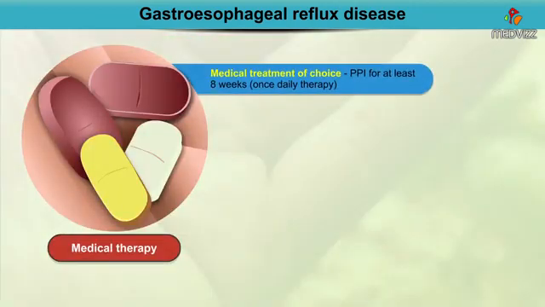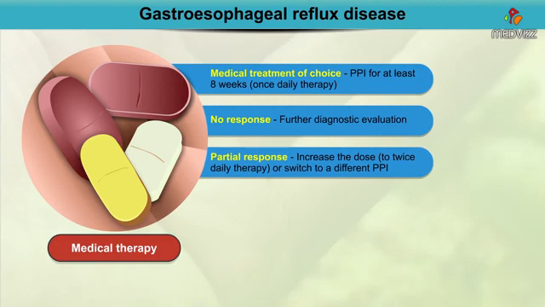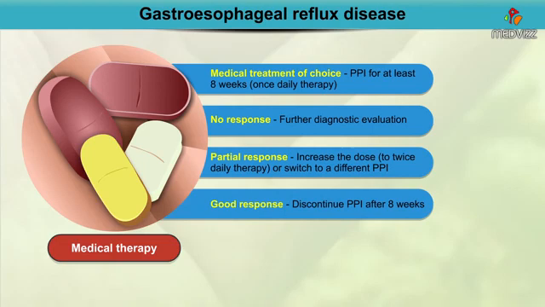Medical treatment of choice is proton pump inhibitors for at least 8 weeks as a once-daily therapy. In patients who have had no response, further diagnostic evaluation, or if a high degree of suspicion for GERD is already present, once-daily therapy can be converted into twice-daily therapy and the PPI can also be changed. If there's partial response, increase the dose to twice-daily therapy or switch to a different PPI. And if there's good response, discontinue the PPIs after 8 weeks of therapy.